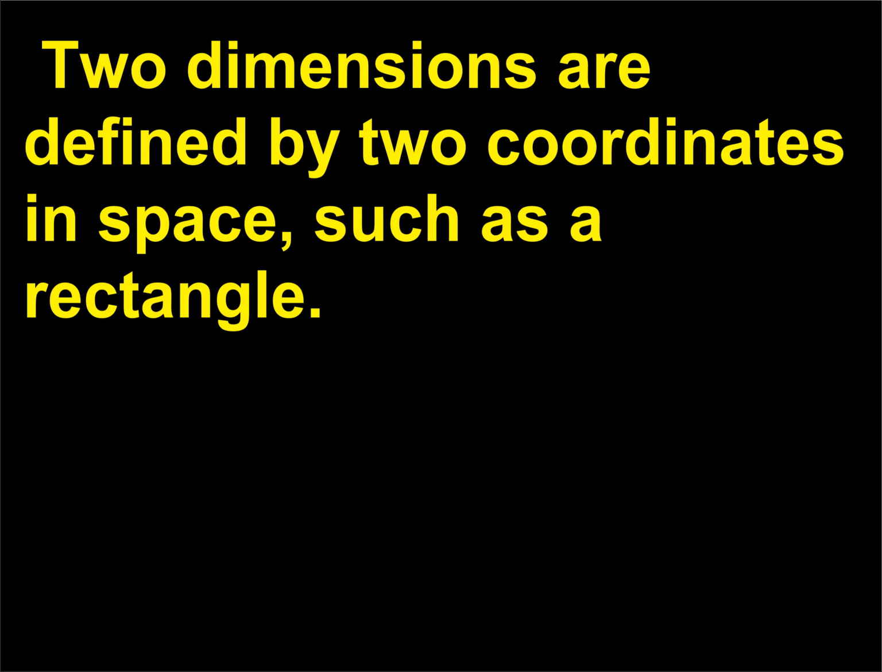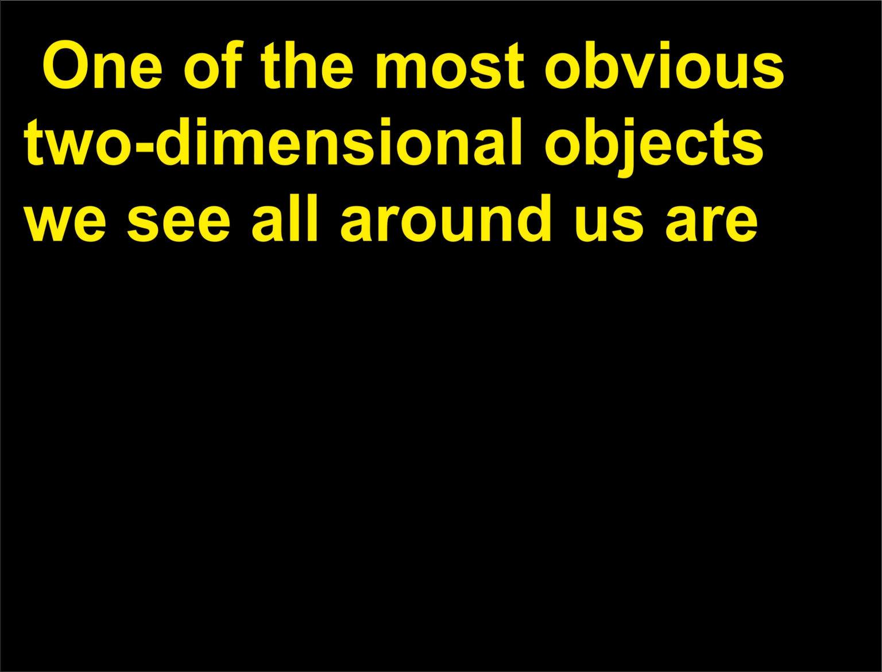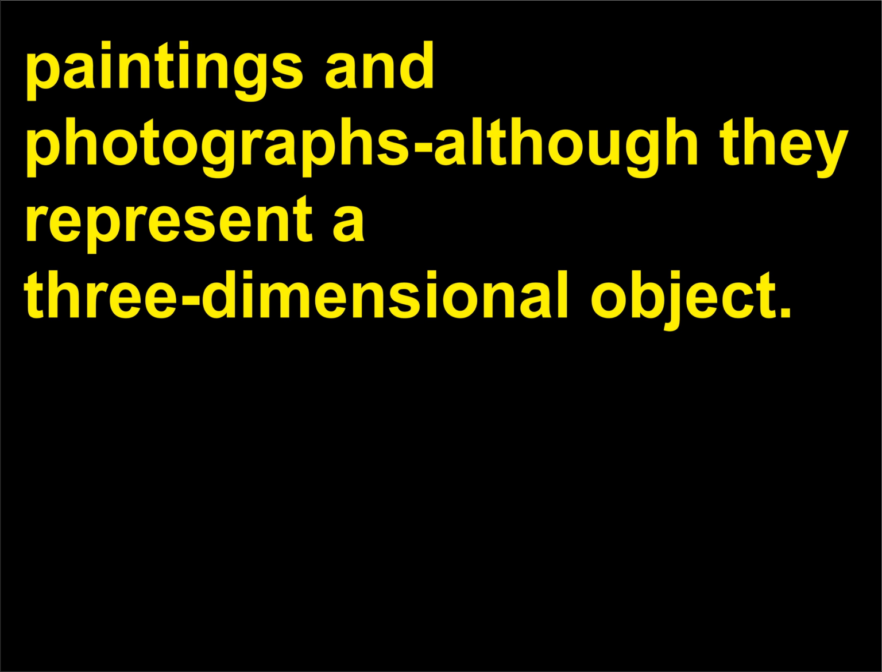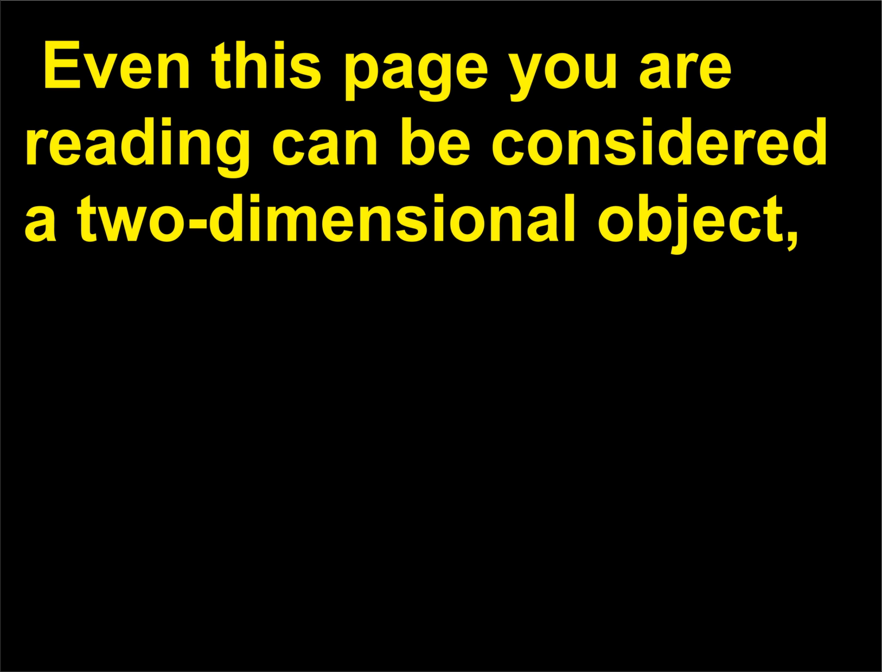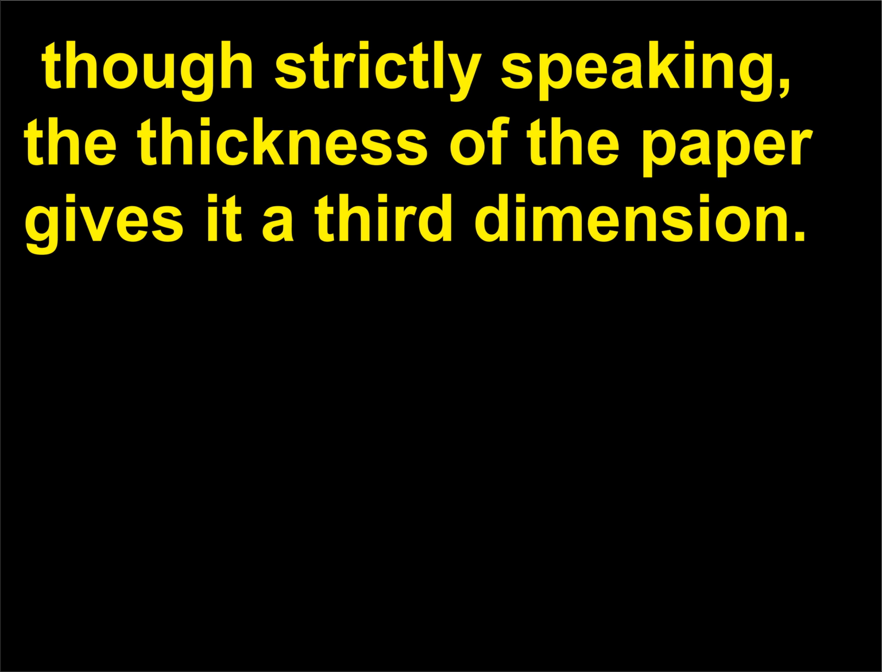Two dimensions are defined by two coordinates in space, such as a rectangle. One of the most obvious two-dimensional objects we see all around us are paintings and photographs, although they represent a three-dimensional object. Even this page you are reading can be considered a two-dimensional object, though strictly speaking, the thickness of the paper gives it a third dimension.